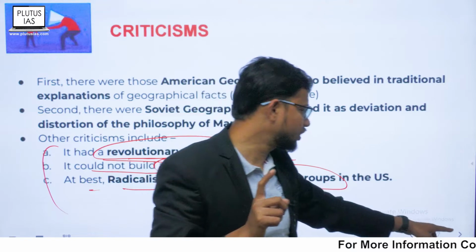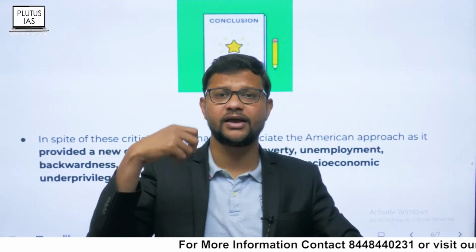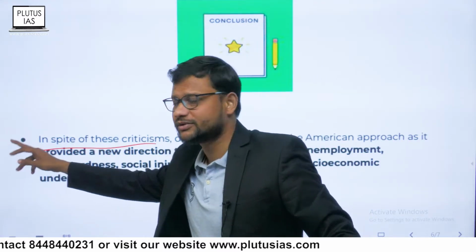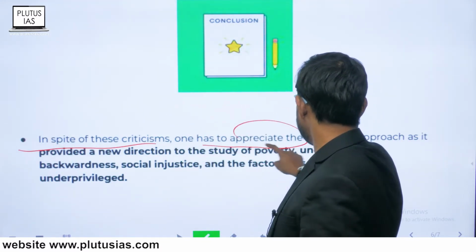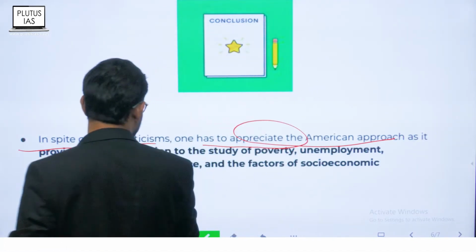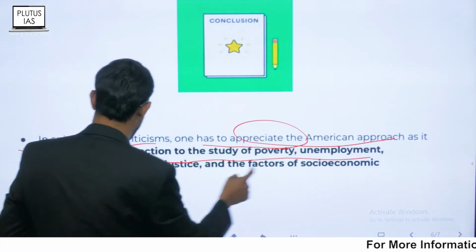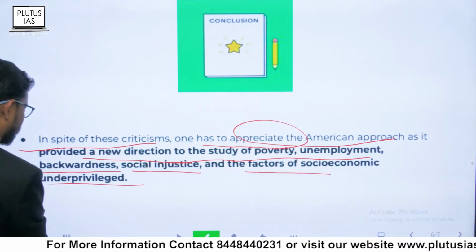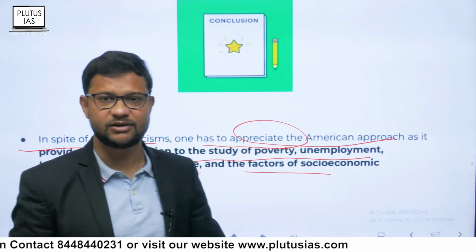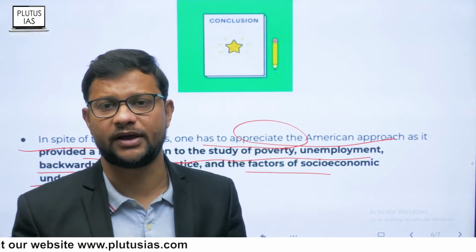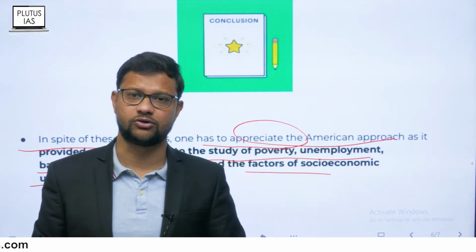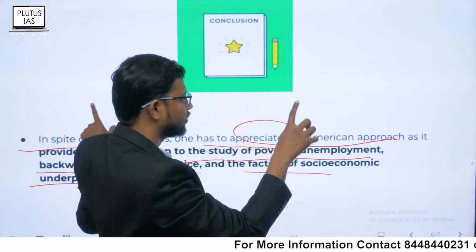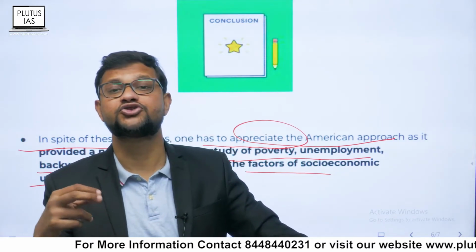So do remember your conclusion must be on a positive note: in spite of these criticisms, one has to appreciate the American approach, and it has provided a new direction to the study of poverty, unemployment, backwardness, social injustice and the factors of socio-economic underprivilege. These are the factors at the core of radical geography, at the very heart of it. And this is the very nature the conclusion should have.